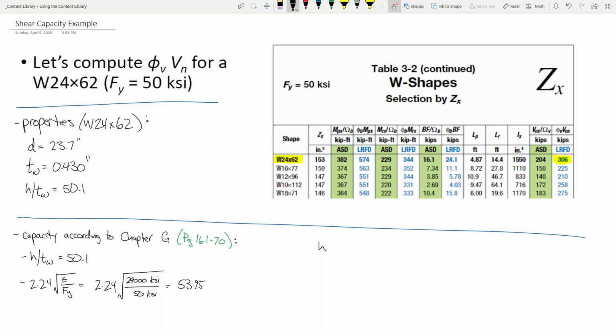So H over TW is less than, getting ahead of myself. E over Fy. So what does that mean? What is the spec telling us? Tell me what that means. Phi is 1. What else is 1? CV. Or CV1, I guess I should say. They actually changed that notation in this last edition of the spec. I'm not the biggest fan of it, but I kind of understand why.